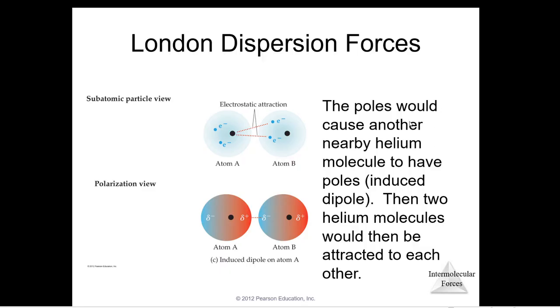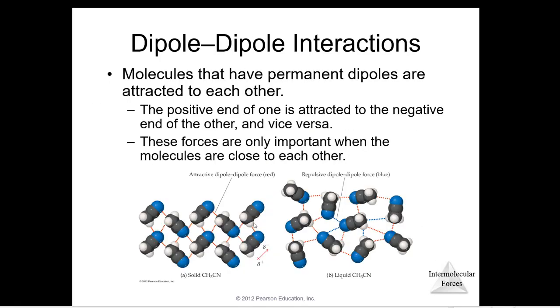And the poles would cause another nearby helium molecule to have poles as well. So basically what would happen is, because these are negative here, push those electrons that way, so then it can attract this positive. Then the two helium molecules would then be attracted to each other and kind of just hold on, kind of like a loose handshake, okay?